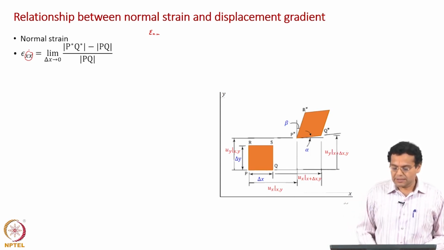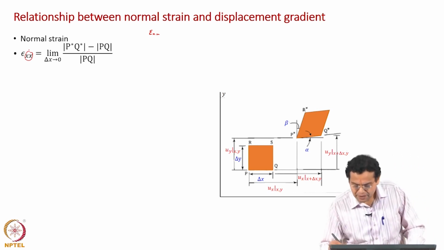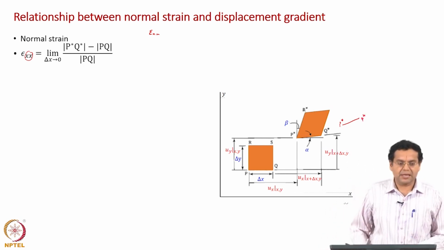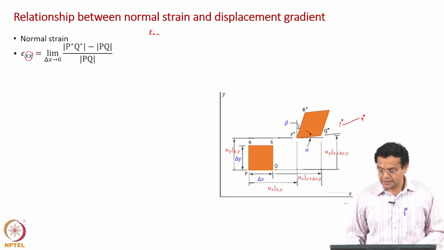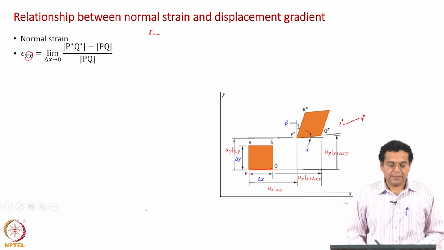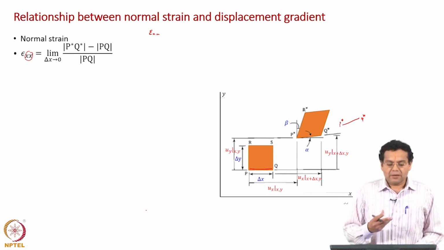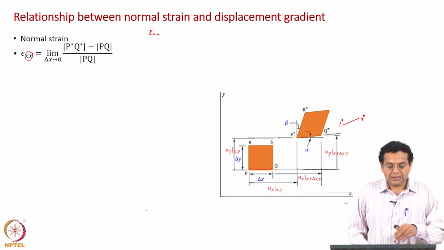Now, what is the final length? Final length is the length of P*Q*. What is the initial length? The length of PQ. So epsilon_xx is the length of P*Q* minus the length of PQ, divided by the initial length PQ. Something known to us. But now, this is change in length by original length in the limit of delta x tending to 0.